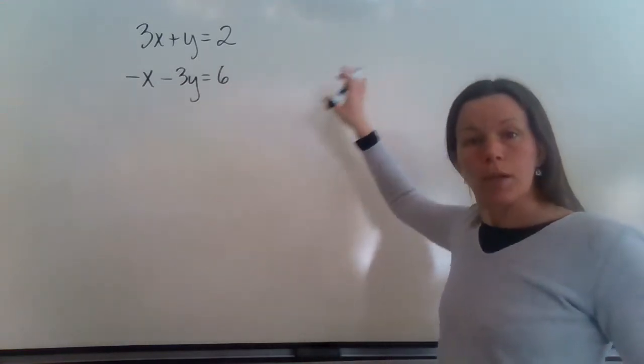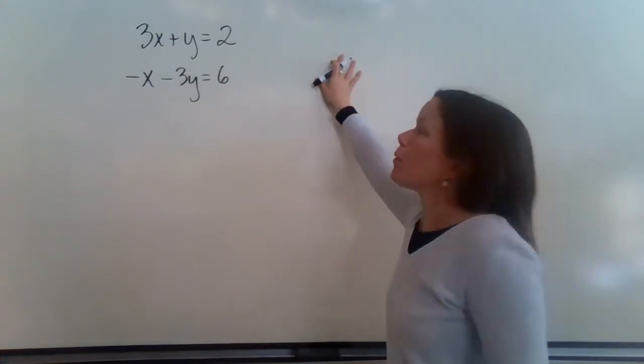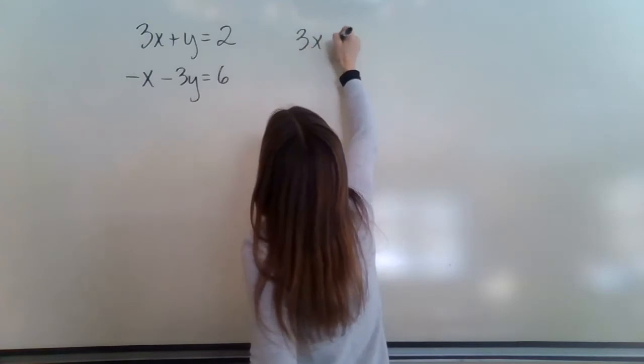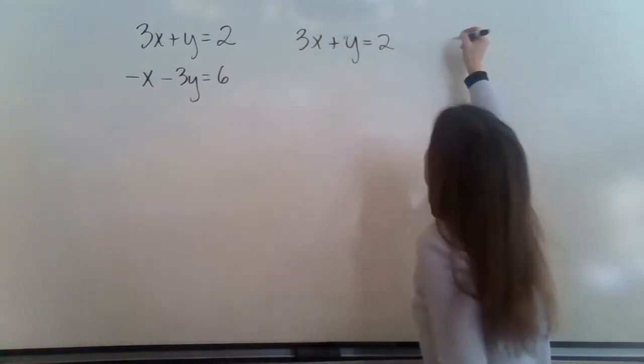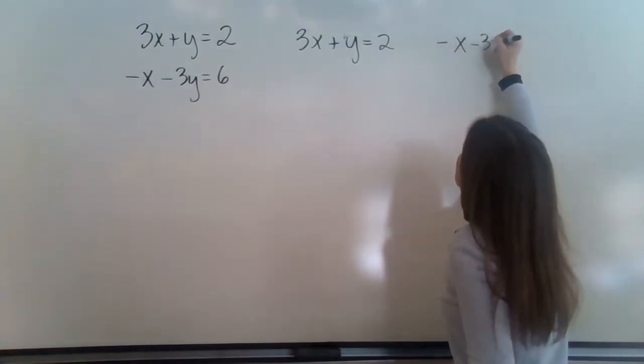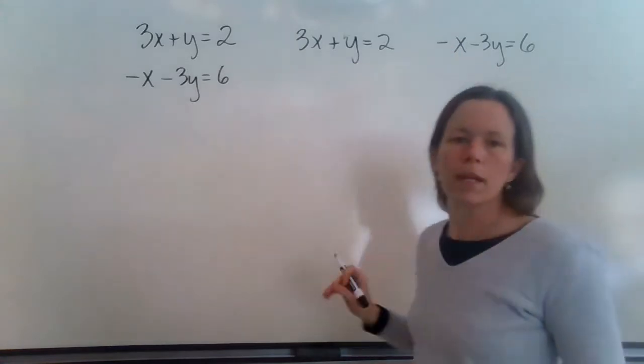So if I look in the textbook or on the worksheet or whatever, then on my paper I would write 3x plus y equals 2 and negative x minus 3y equals 6. Okay, so now I've written them next to each other.